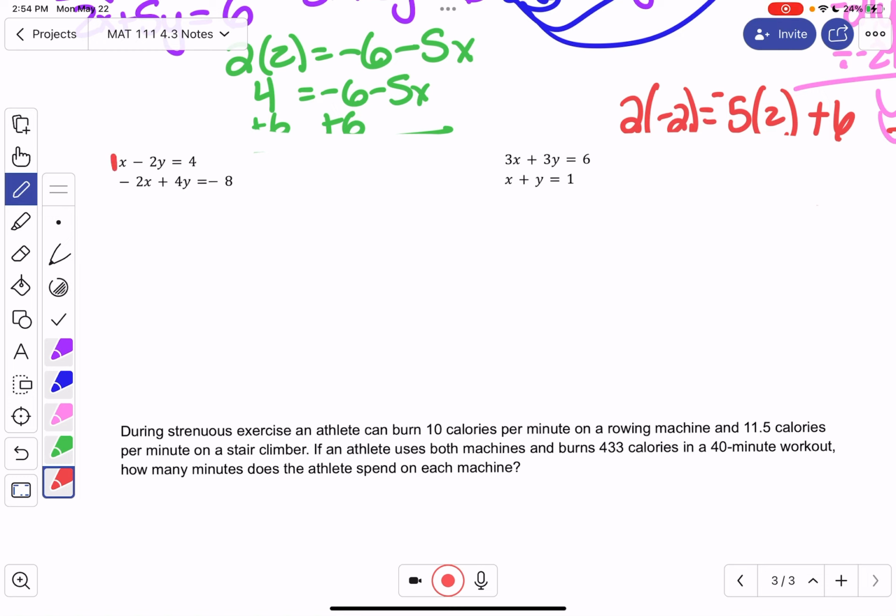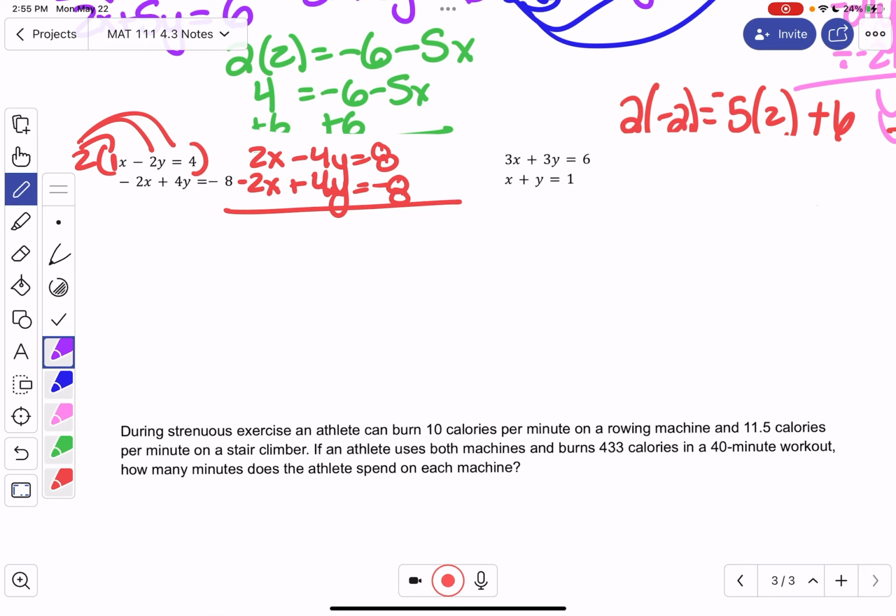Hey, this x has a 1, so I can just multiply this whole thing by 2. And I would get 2x minus 4y equals 8. And then just bring the bottom one over. Negative 2x plus 4y equals negative 8.